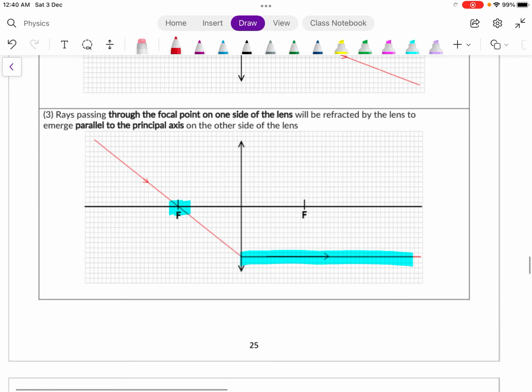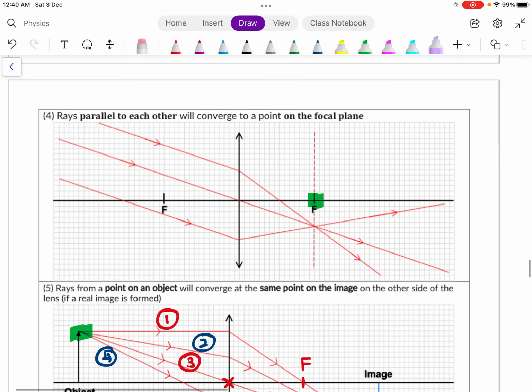Okay, third will be if on the left hand side of the lens, my light ray passes through the first focal point like this. So the light ray will instead travel parallel to the principal axis on the right hand side of the lens. So for the first and third law, actually they are the same. It's because light is just a reversal. This is known as the principle of reversibility of light. Okay, fourth will be if I have 3 light rays that are parallel to each other, they will converge to a point on the focal plane. So this is the focal plane.